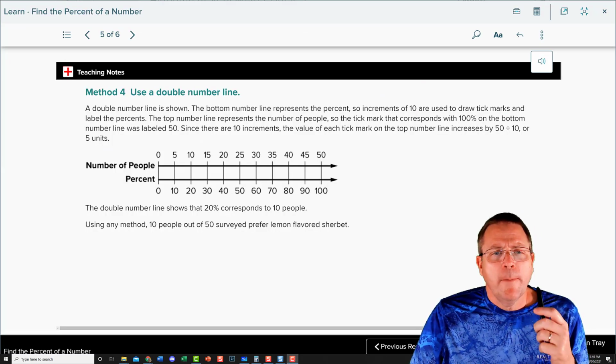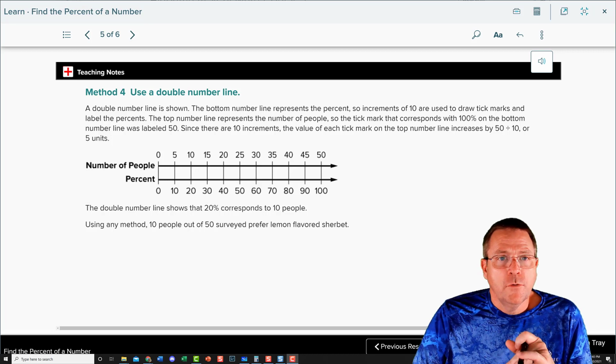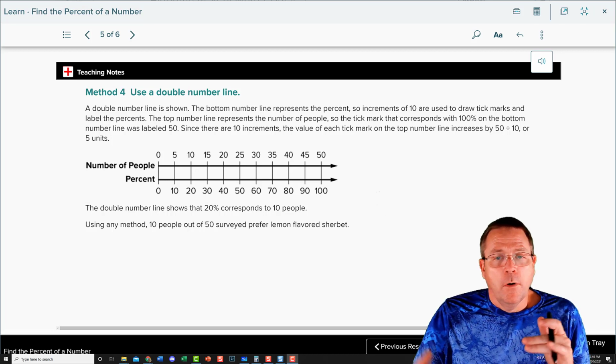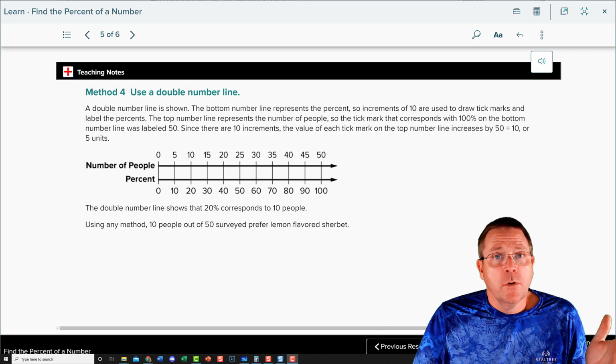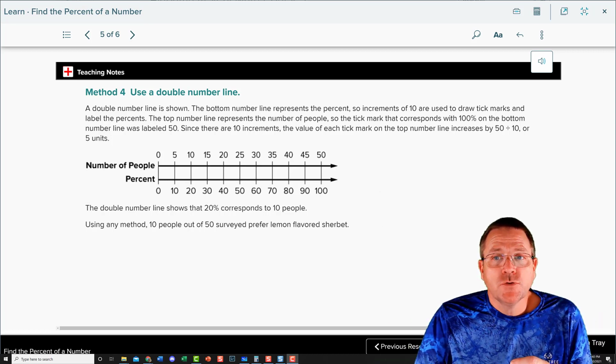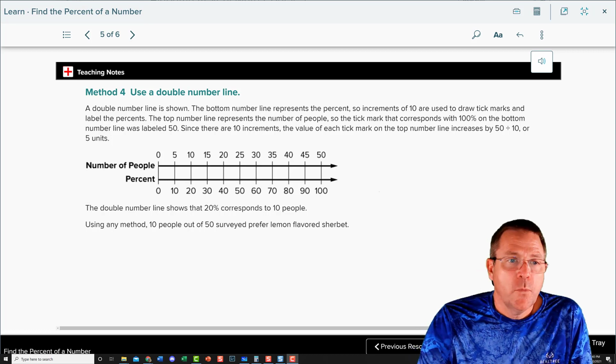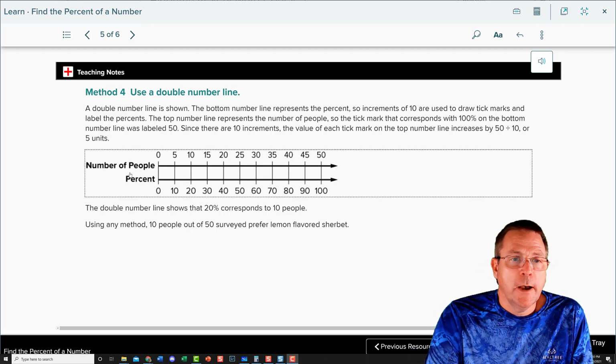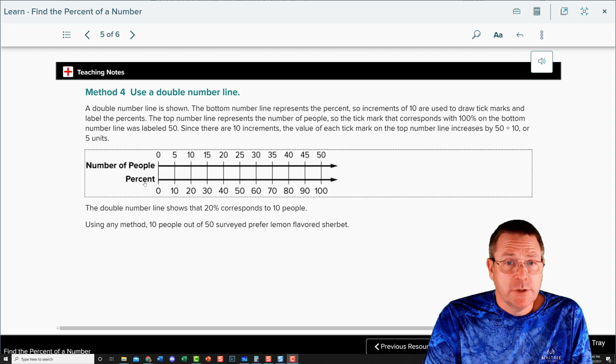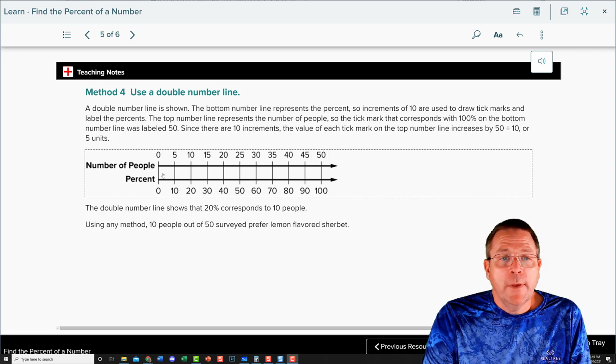And now we're going to look at method number 4 using the double number line. Now all these methods we have already learned. We beat them to death in Module 1, and we're visiting them again in Module 2. For the double number line, what did they do? Well, they set it up to where you had your number of people on the top, and your percent on the bottom. Everything was equaled out.